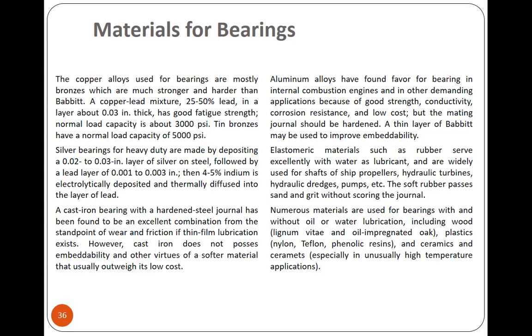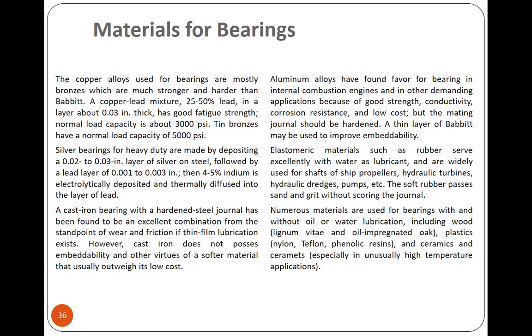Aluminum alloys have been found favorable for bearings in internal combustion engines and in other demanding applications because of good strength, conductivity, corrosion resistance, and low cost. But the mating journal should be hardened. A thin layer of babbitt may be used to improve embeddability. Elastomeric materials such as rubber serve excellently with water as lubricant and are widely used for shafts of ship propellers, hydraulic turbines, hydraulic dredges, pumps, etc. The soft rubber passes sand and grit without scoring the journal.